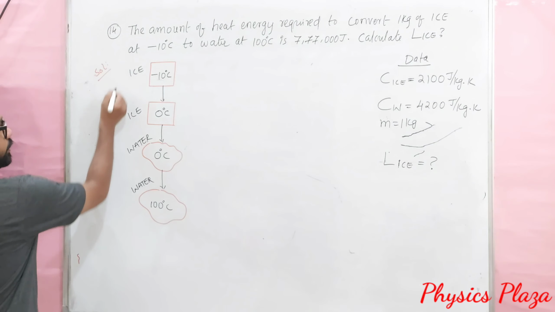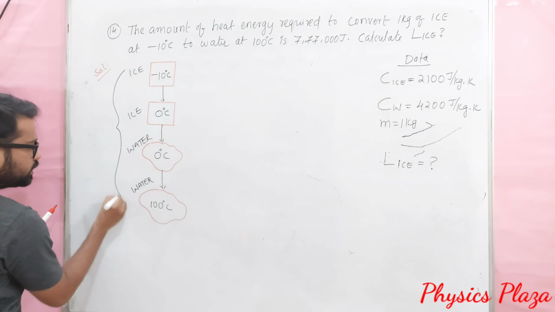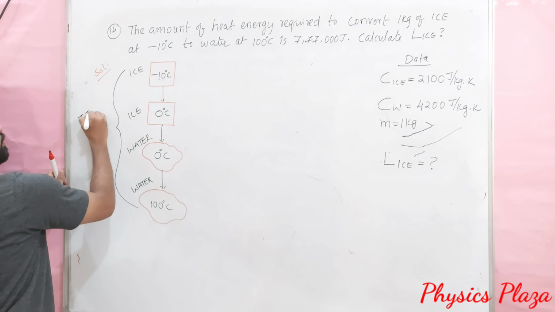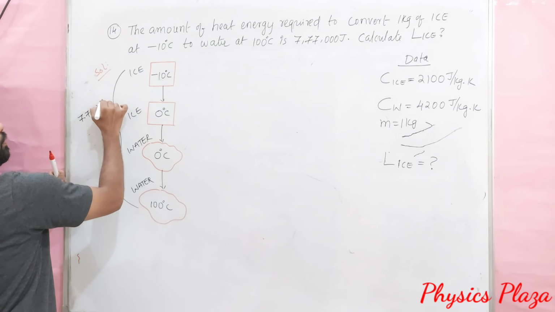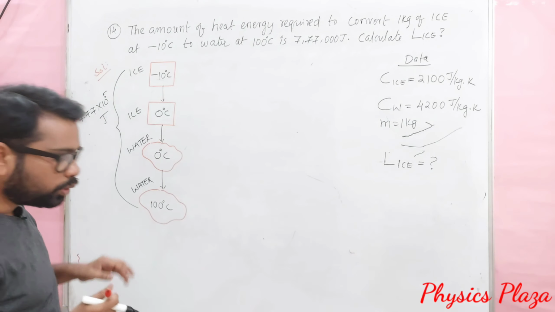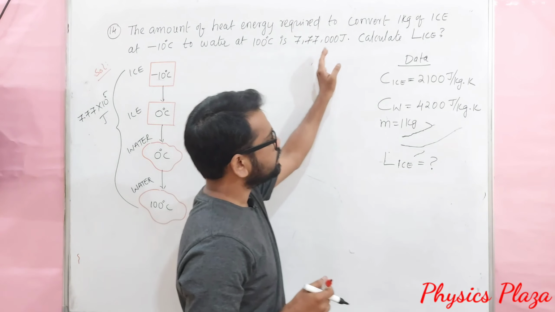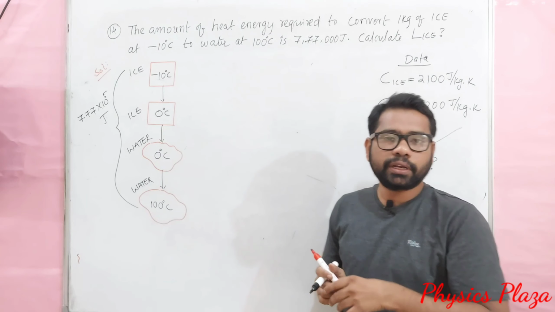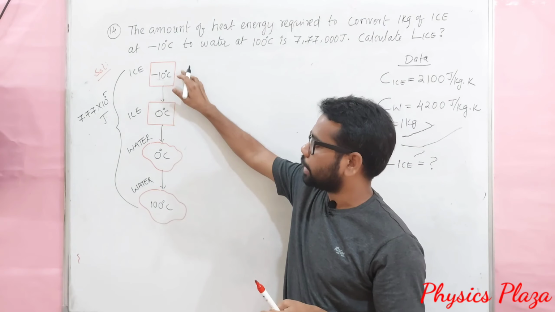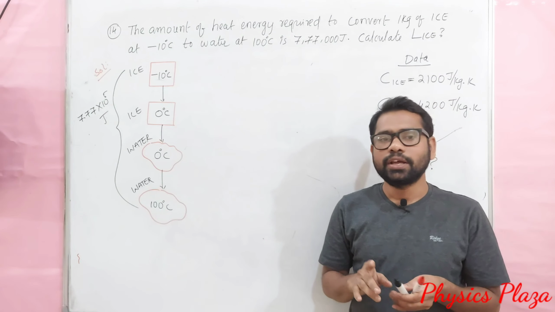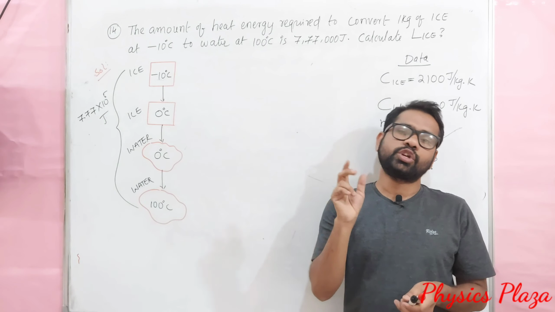For this total process, it is taking 7.77 × 10^5 joules. The total heat absorbed will be 7,77,000 joules of heat energy, required to convert ice at minus 10 degrees Celsius to water at 100 degrees Celsius. Then they are asking us to calculate the specific latent heat of fusion of ice.